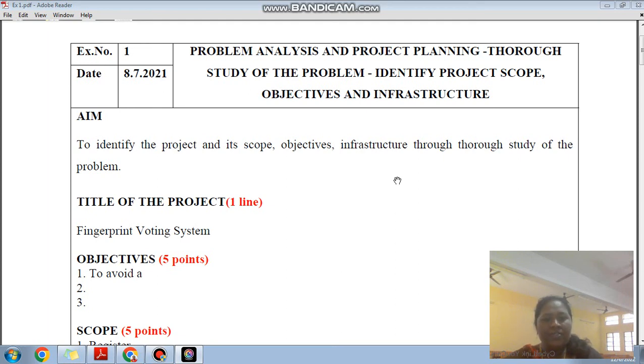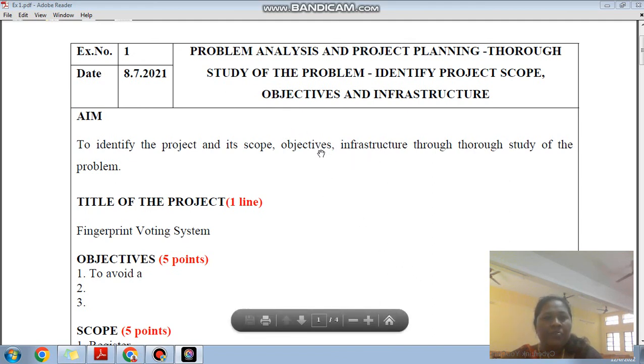But if you're considering the older systems like railway reservation or library management system, you have to think and introduce something new over there. So such kind of projects you have to decide first. So that is why in this experiment you have to design a project. Based on that project you're going to prepare a report about the project.